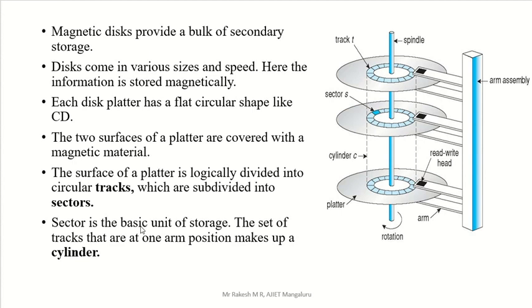The set of tracks that are at one arm position make up a cylinder. So a track is divided into sectors, and each sector we can read and write. Here we have one track, and at the same position in the other platter we also have a track, so those tracks combined together form one cylinder. So how many platters are there? The tracks at the same position on all platters combine to form a cylinder.